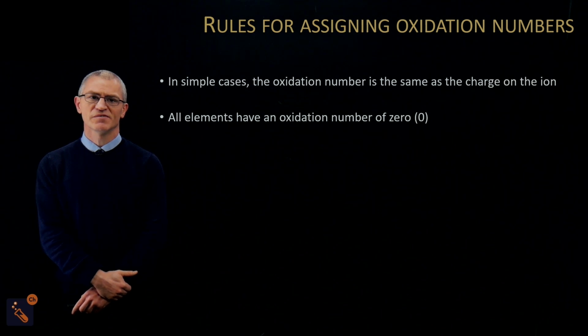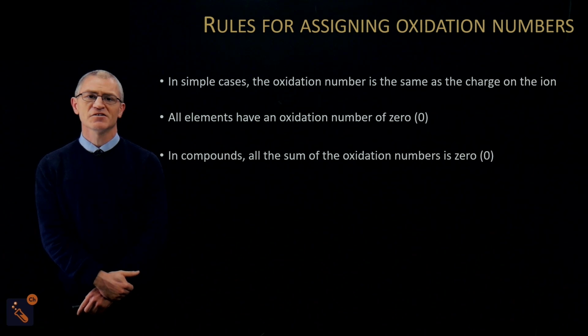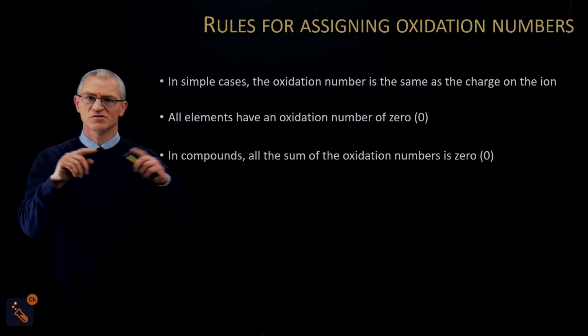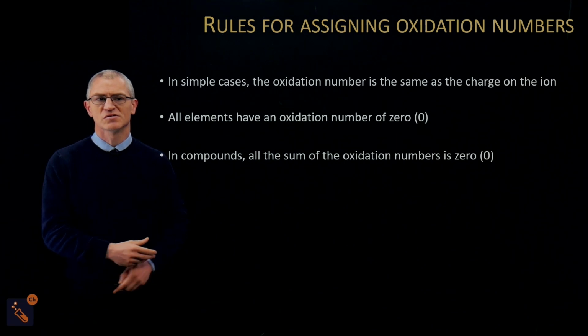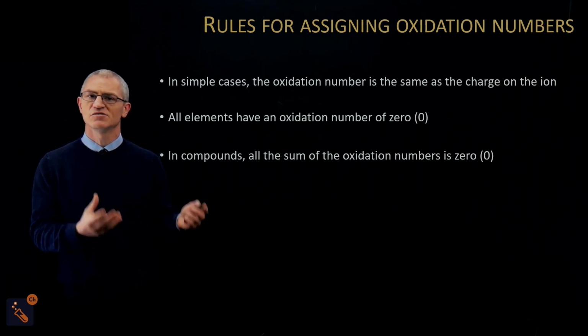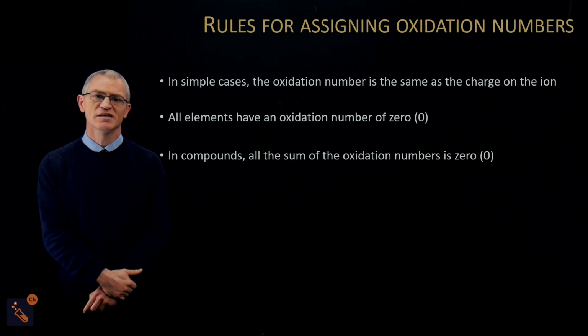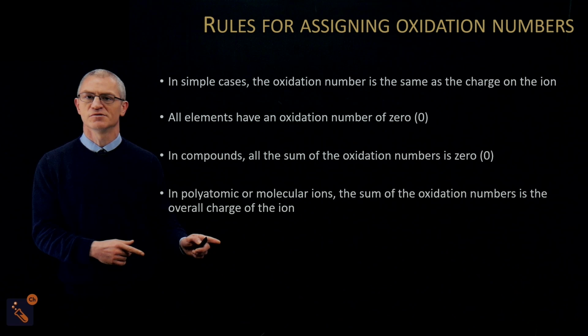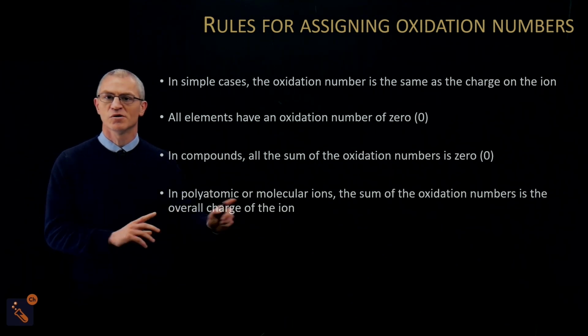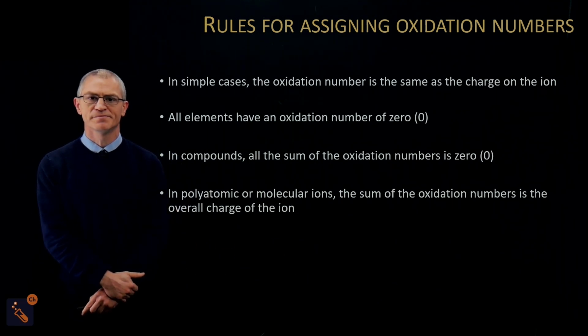Now all elements have an oxidation number of 0, which is the same as what we've discussed. And in compounds, the sum of the oxidation numbers is 0. So if you have a compound that's neutral, for example sodium fluoride or carbon dioxide, the sum of all the oxidation numbers is 0, just like the sum of the charges, so it's the same thing. In a polyatomic or molecular ion, the sum of the oxidation numbers is the overall charge. We're going to go through examples of each of these, so do not worry about remembering each individual one.